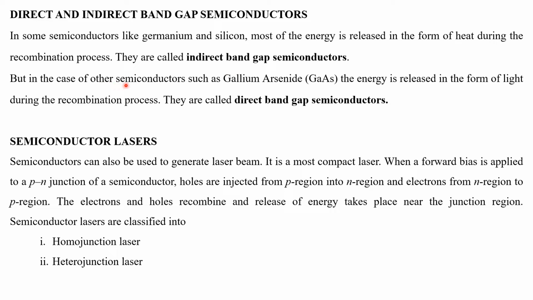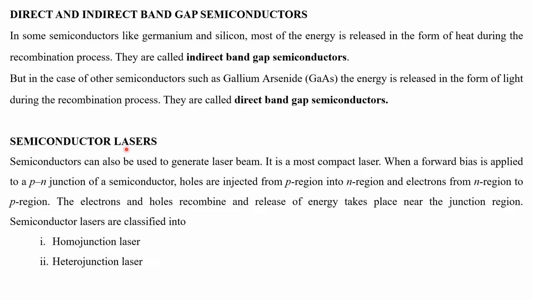But in the case of other semiconductors like gallium arsenide, indium phosphate, etc., the energy is released in the form of light during the recombination process. That is, when the electrons combine with the holes, you get the energy released in the form of light. This is the case of direct bandgap semiconductors.